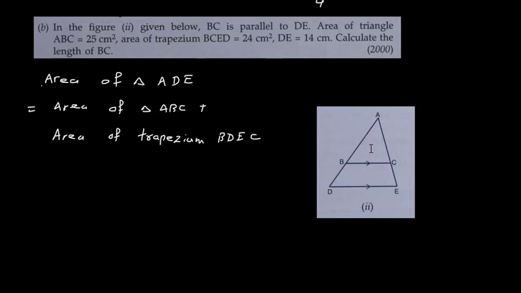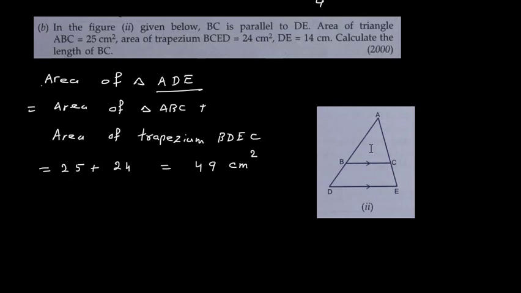The area of triangle ABC is 25, so this is 25 plus the area of trapezium, which is 24. So this will become 49, that is 49 centimeter square. Then we have to calculate the length of BC. Now we know the area of triangle ABC and the area of triangle ADE.